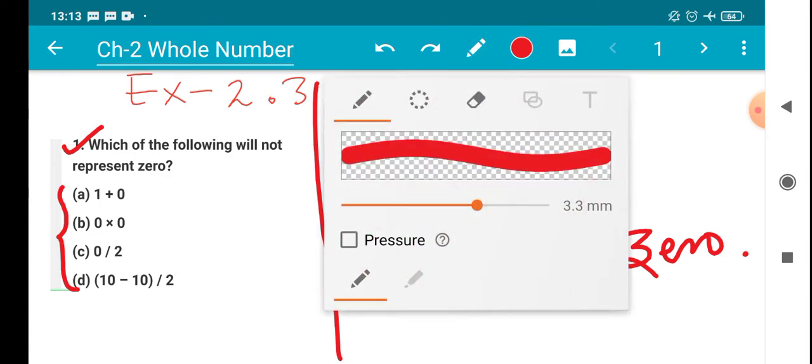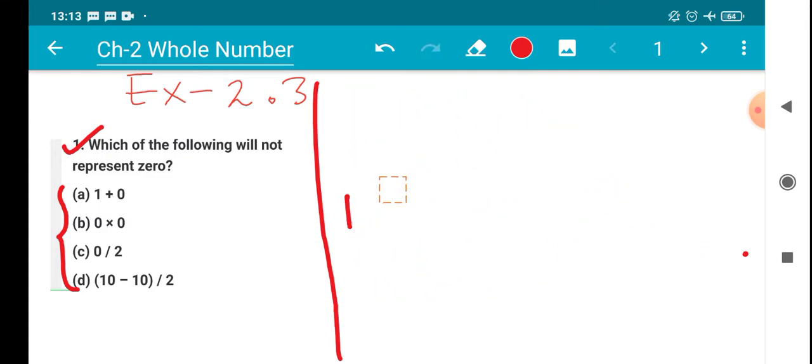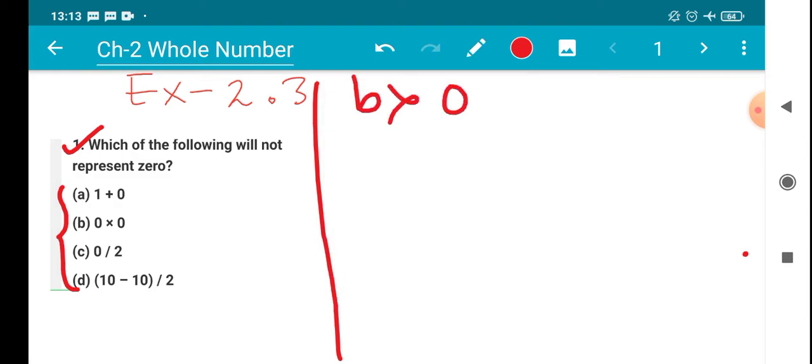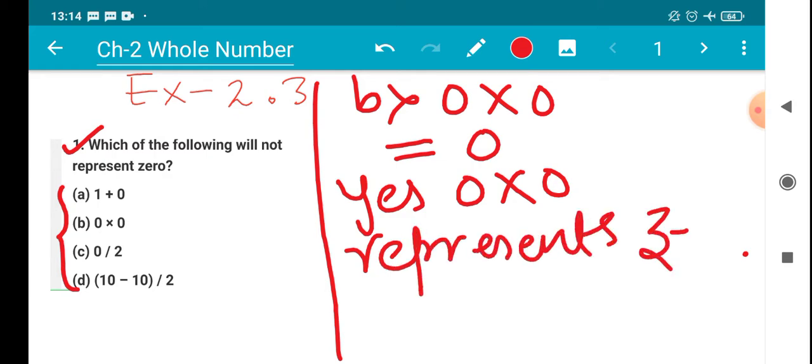So like this you will solve for B also. Okay, the next we have is 0 into 0. You all know when we multiply 0 into 0, yes, the answer is 0, right? Any number when multiplied with 0 will be 0. So yes, 0 into 0 represents 0. You will write like this at the last. Okay, so this is the way of doing.